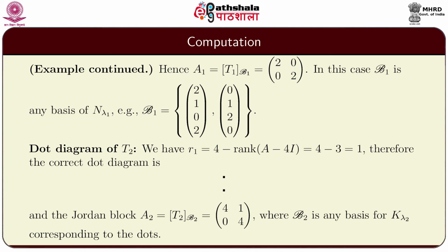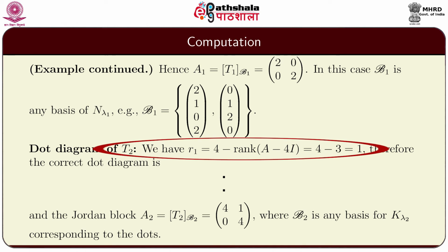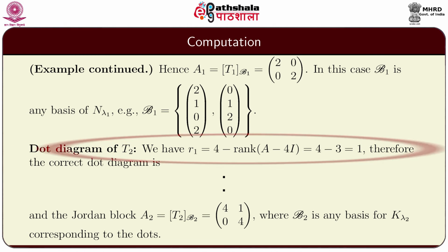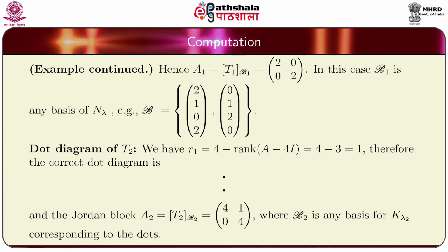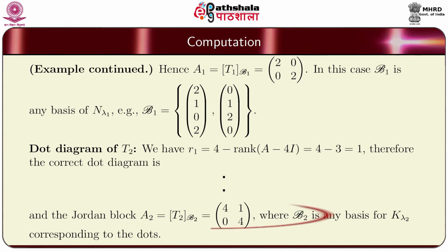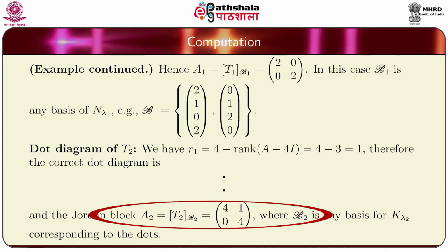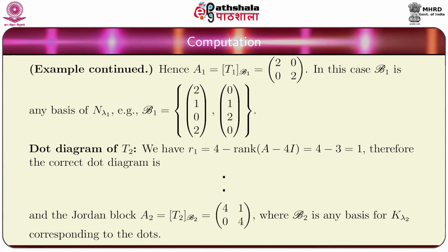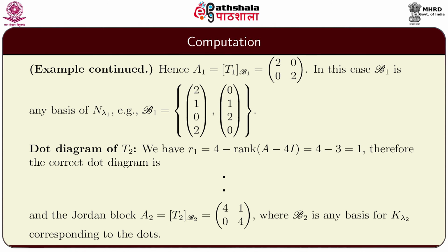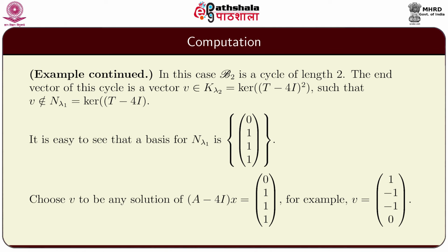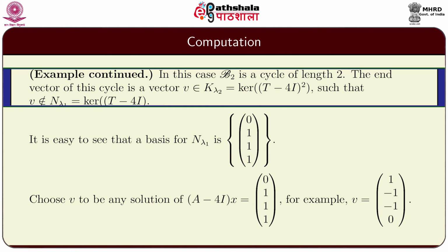And for the dot diagram of T2, we have R1 is 4 minus rank of (A - 4I), that is 4 minus 3, that is 1. Therefore, the correct dot diagram is one 2-cycle, and the Jordan block A2, that is the matrix representation of the operator T2 with respect to the basis B2, is this Jordan block [4 1; 0 4], where B2 is any basis for K lambda 2 corresponding to the dots. In this case, B2 is a cycle of length 2.